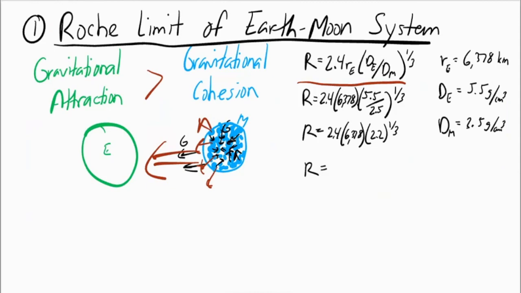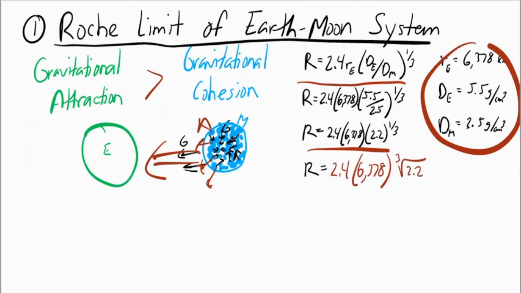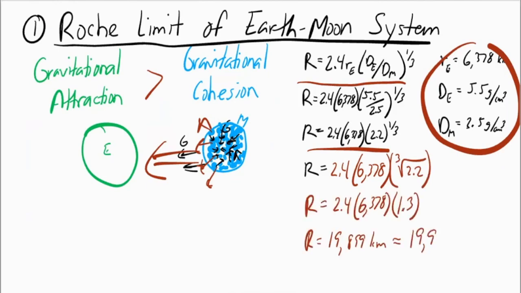If you plug all of these values into the formula, you'll eventually get to this step right here: 2.4 times 6,378 times 2.2 to the 1/3 power. How do you eliminate or reduce an exponent that's a fraction? The best way to do so is using a cube root. So we take the cube root of 2.2, and with that comes 1.3. Reduce all that, and it's about 19,900 kilometers. So almost 20,000 kilometers, the Roche limit is here at about 20,000 kilometers.